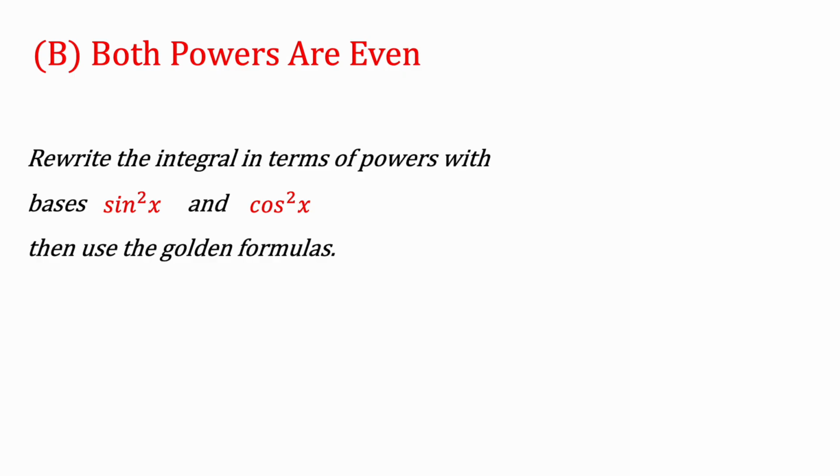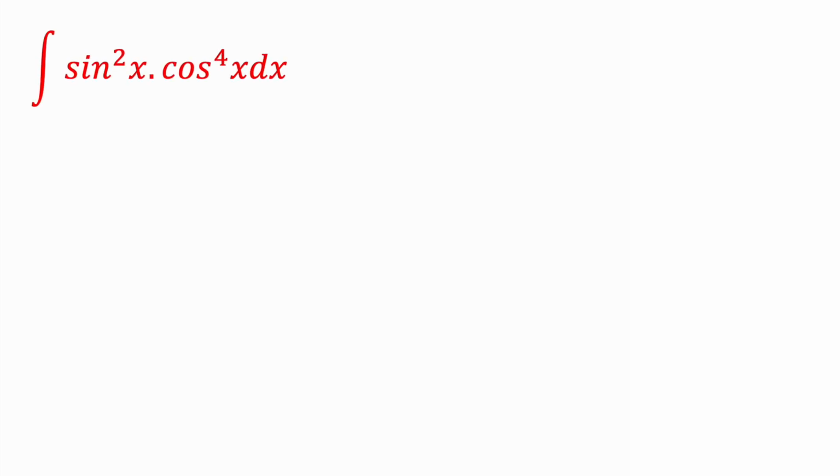What does that mean exactly? For example, sine to the power of 4 can be written as sine squared all raised to the power of 2. If you write cosine to the power of 6, that becomes cosine squared, all raised to the power of 3. After that, we'll use the golden formulas. Let's solve an example. Okay, we want to write the integral of sine squared x times cosine to the power of 4x. Since sine squared is already in the form we need, we'll focus on cosine to the power of 4. Instead of cosine to the power of 4, I write cosine squared all squared.